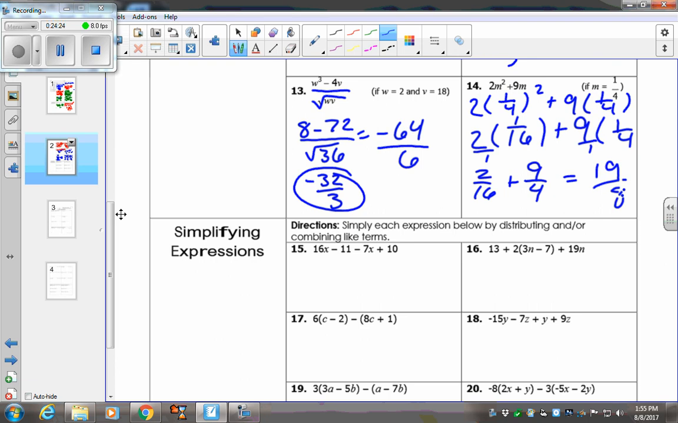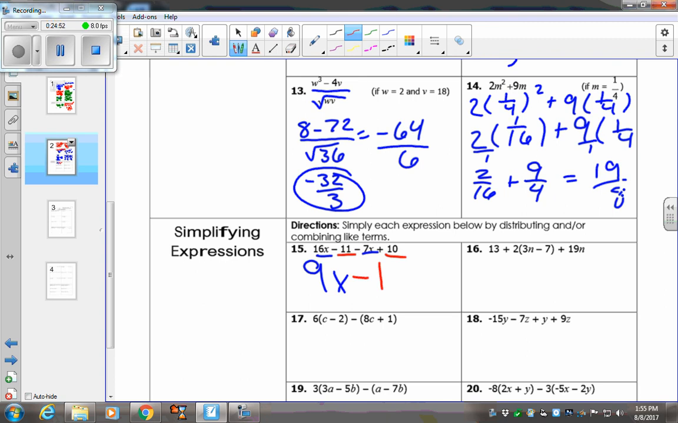First off, this has the same variable. Do they have the same exponent? Combine them. What is 16 minus 7? 9x. The next thing I have is negative 11 plus 10. What does that give me? Negative 1. That's my answer. Oh, yeah. Combining like terms.